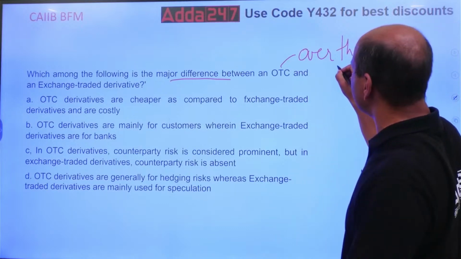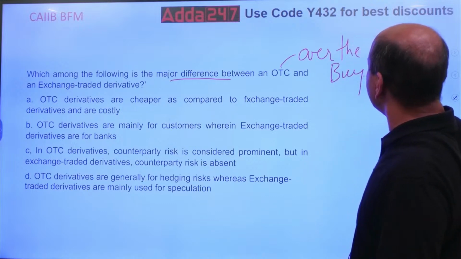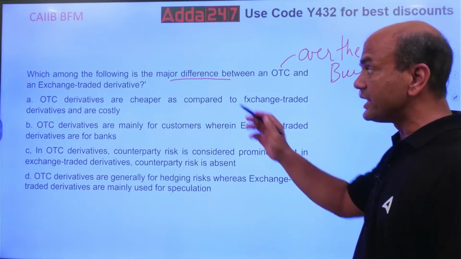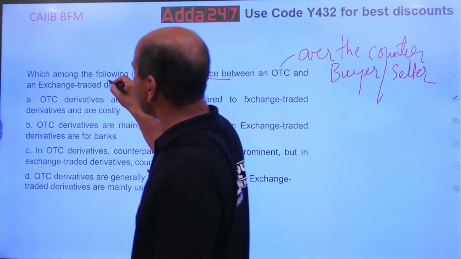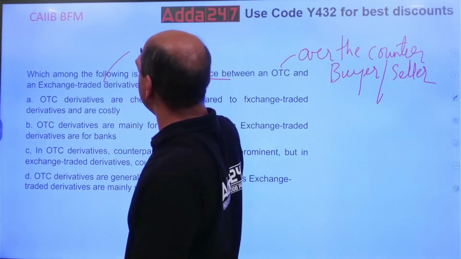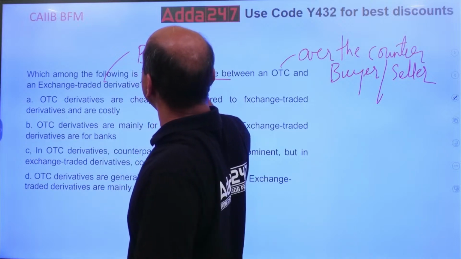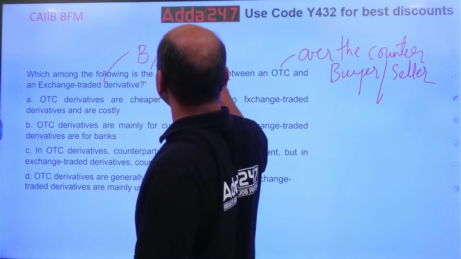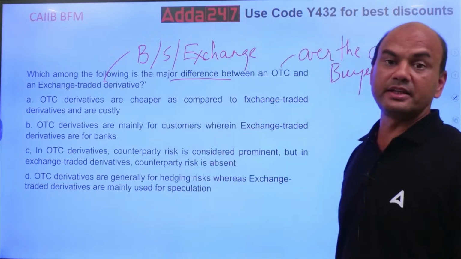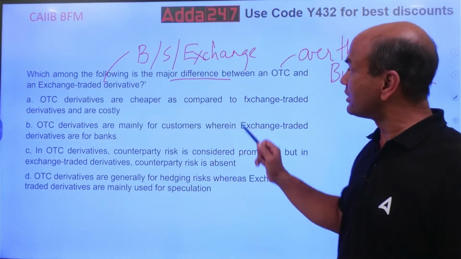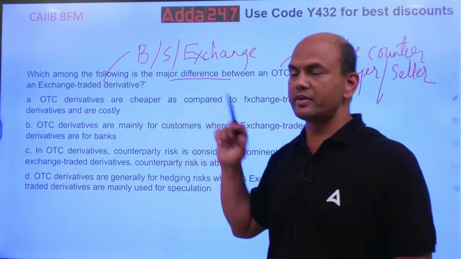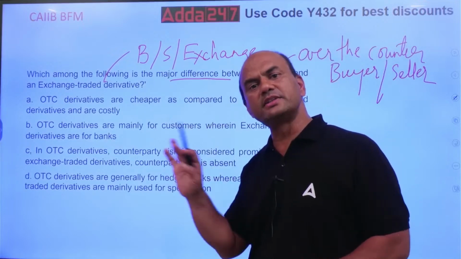In OTC products, there are only two parties, buyer and seller. Whereas in exchange traded derivatives or exchange traded products, there are three parties: buyer, seller and exchange. So these are the three parties. So what is the major difference between them? OTC are cheaper as compared to the exchange traded derivatives. Means OTC are cheaper, exchange traded are costly. Is it so?